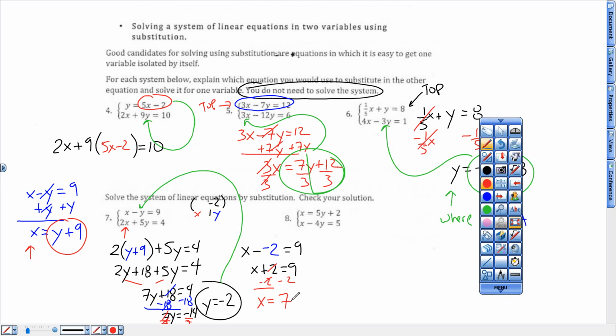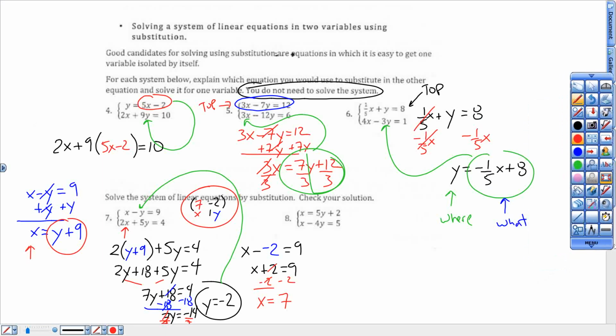So make sure you write that in the right spot. And then to just check it real quick, 7 minus 9 is 7 plus 2. Yep, that gives me 9. 2 times 7 is 14. 14 minus 10, is that 4? Yep, that one should work. All right, last one. Here we go.